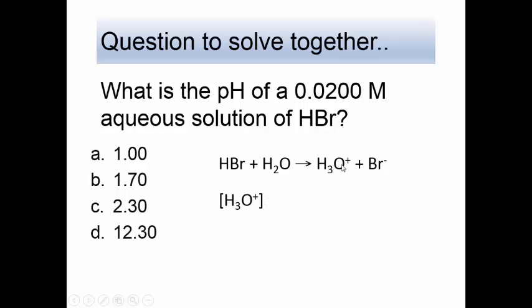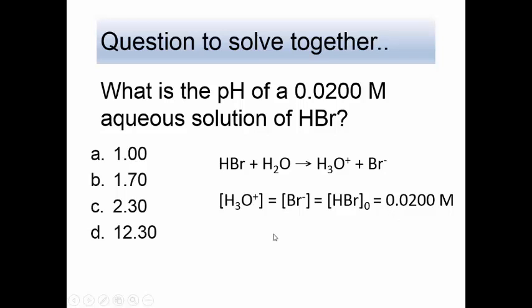So if this is the only acid in water that's creating these hydronium ions, the concentration of hydronium ions is going to be equal to the concentration of bromide ions, because they're formed in one-to-one stoichiometry. Because HBr is a strong acid, all of it is going to react. The concentration of hydronium ions that's created is just equal to the initial concentration of the acid, which is 0.0200 mole per liter in this question.